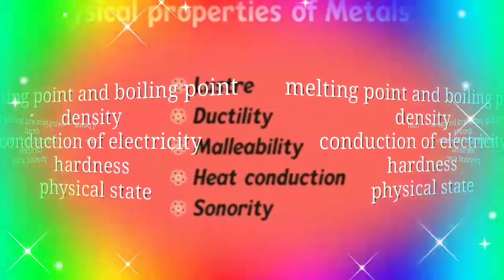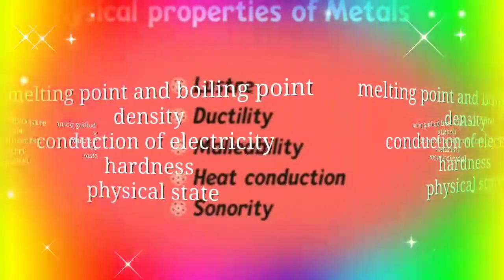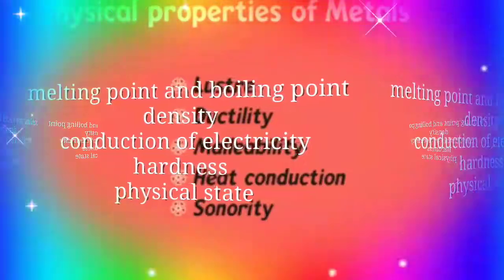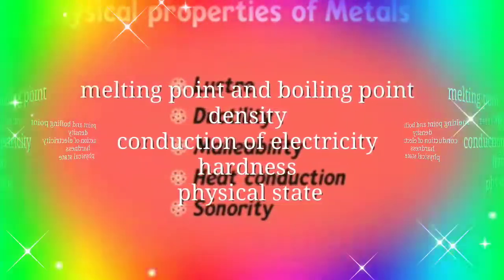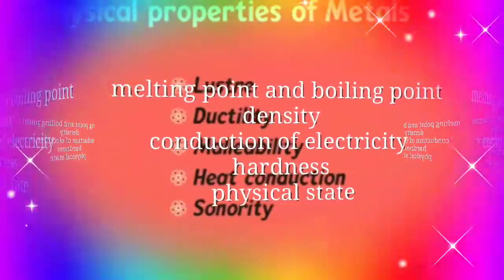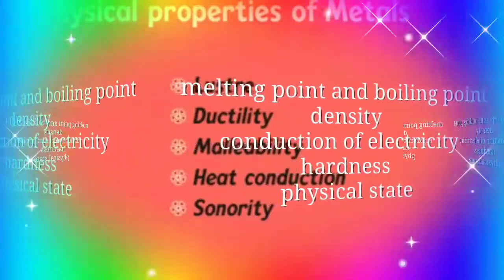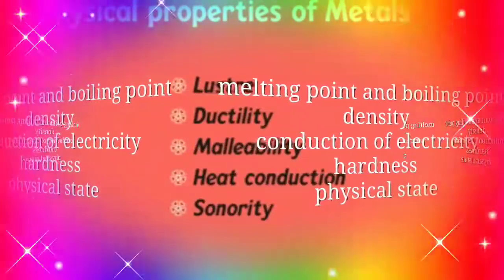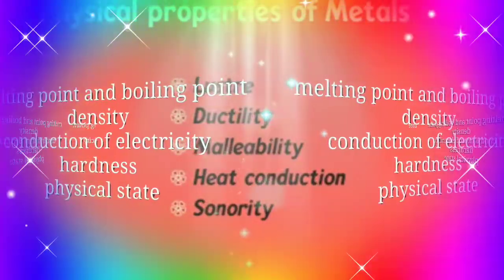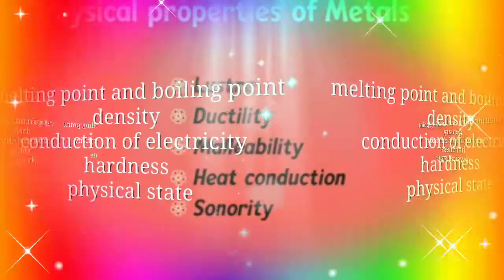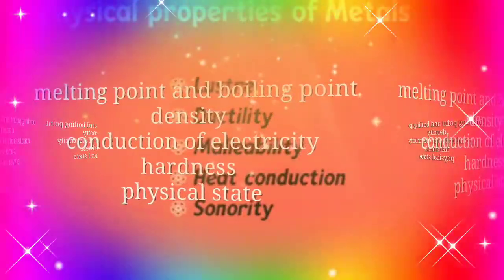Whereas non-metals at ordinary temperature occur as solid, liquid and gaseous. For example, solids are carbon and sulfur, and liquid is bromine, and hydrogen, nitrogen, oxygen are gases. See the second property, that is luster. Metals have luster, whereas non-metals do not have luster. See the example. If we have taken a copper vessel at home, we will scrub it with lemon and rinse with water.